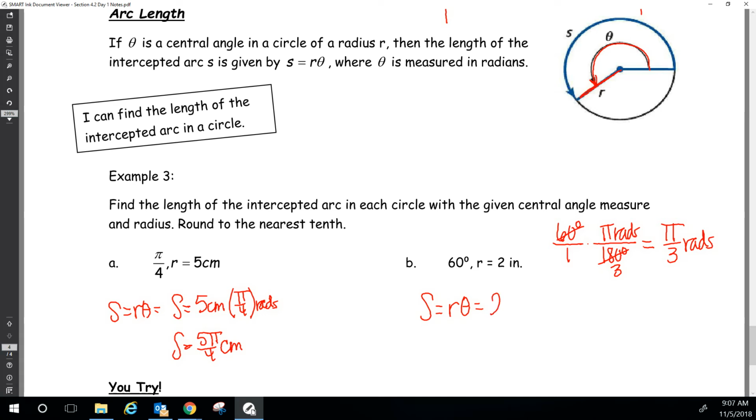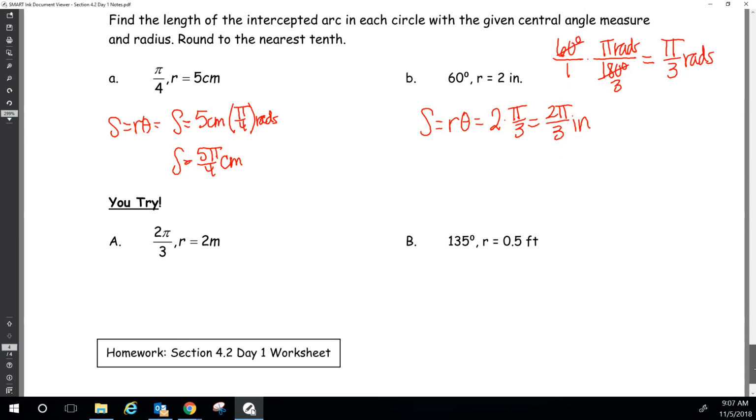So s would be 2 times pi over 3. That'd be 2 pi over 3, and we're talking about inches. So if they give it to you in radians, you're good to go. Just multiply these guys together. If they give it to you in degrees, first you have to put it into radians so that you can get rid of this degree sign. And then it's radians times inches, which would just be inches. Radians does not have a measure to it. It's not a length. All right, pause the video and then come back and see if you got A and B right for the You Try.